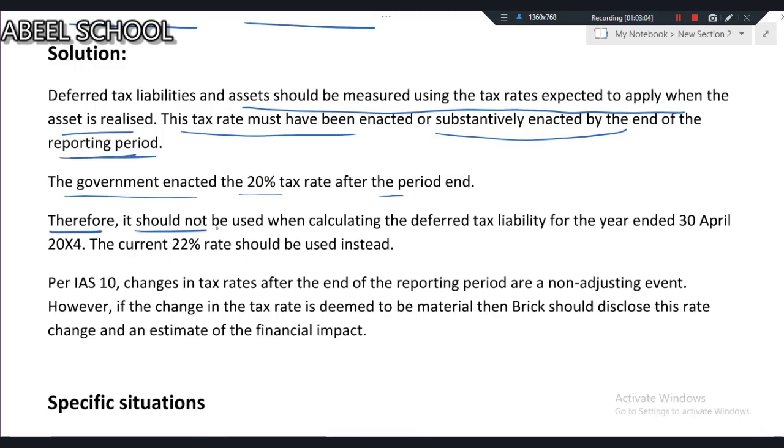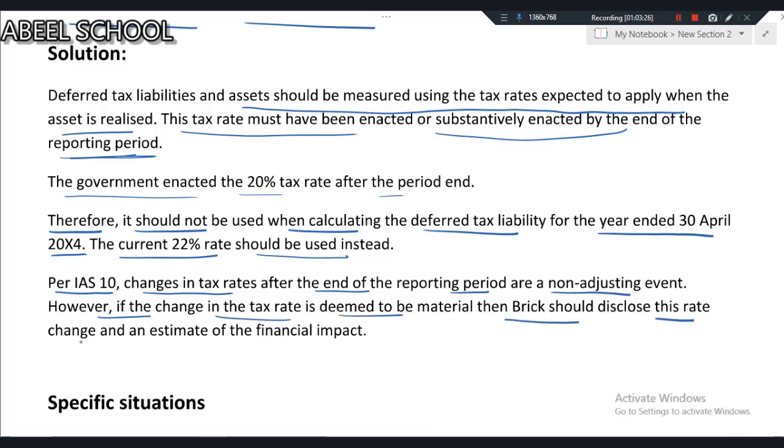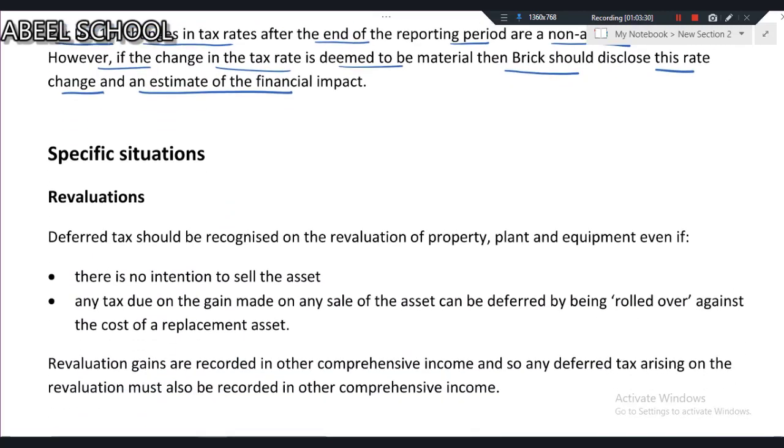Therefore, it should not be used when calculating the deferred tax liability. For the year ended 30th April X4, the current 22% should be used instead. Per IAS 10, changes in the tax rate after the end of the reporting period are non-adjusting events. However, if the change in the tax rate is deemed to be material, then BRIC should disclose this rate change and an estimate of the financial impact. You can disclose it.